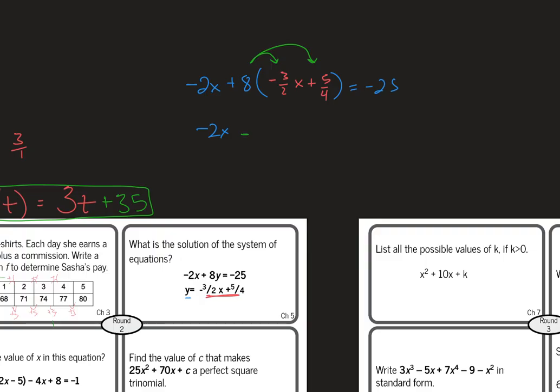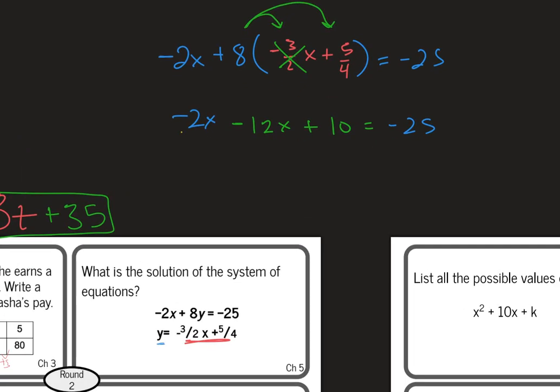minus. Now, I'm going to do this a little in my head. 8 divided by 2 is 4. 4 times 3 is 12. Okay, so there's that one, taking care of that one. 8 times 5 is 40. 40 divided by 4 is 10. And that equals negative 25. So you can see I wasn't that crazy, right? These are like terms. I'm going to go ahead and subtract 10.